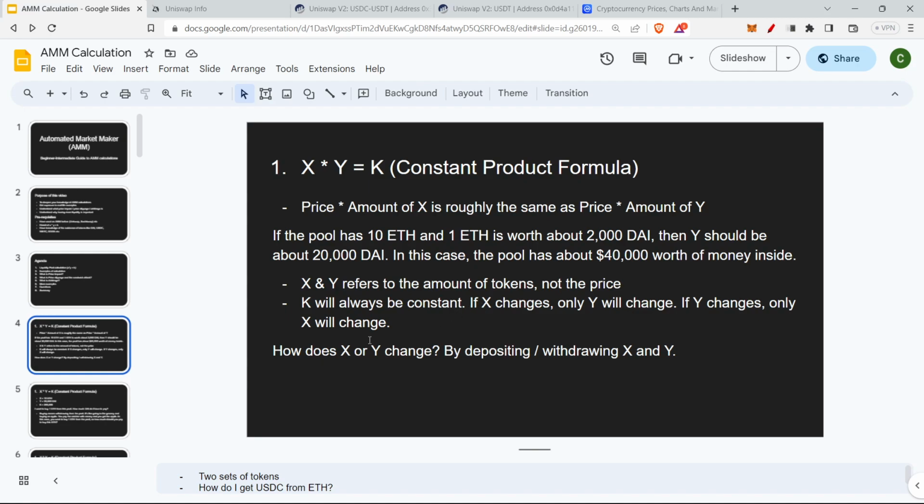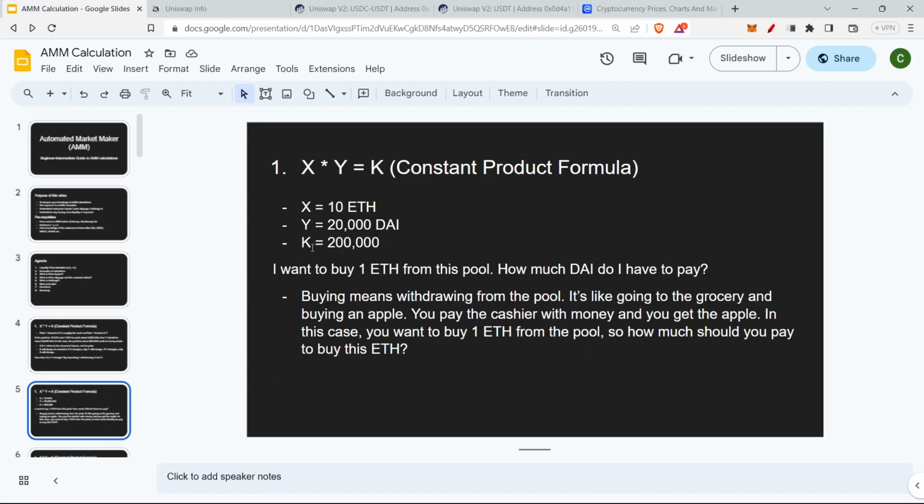Now we ask ourselves, how does X or Y change? By depositing or withdrawing X or Y. We take a look at this pool, 10 ETH and 20,000 DAI. 10 times 20,000 is 200,000, so K is 200,000. I want to buy 1 ETH from this pool, so how much DAI do I actually have to pay? Buying means withdrawing from the pool.